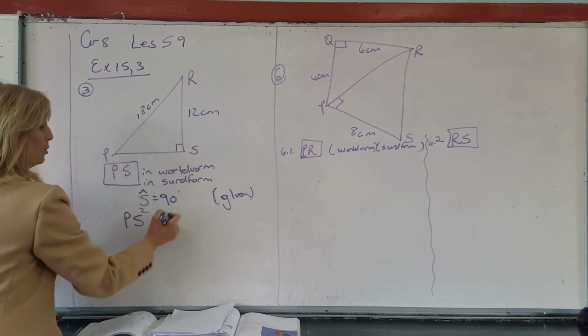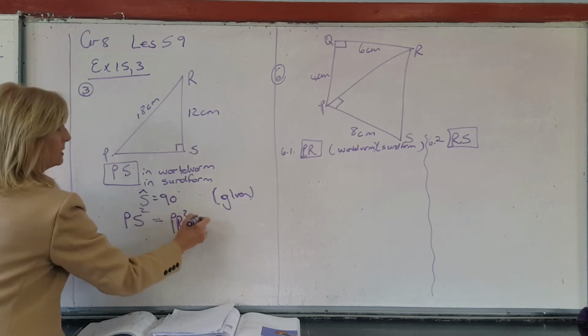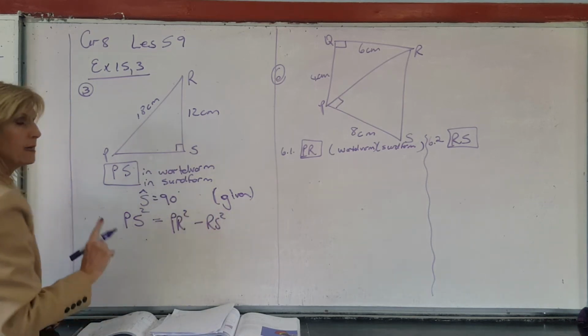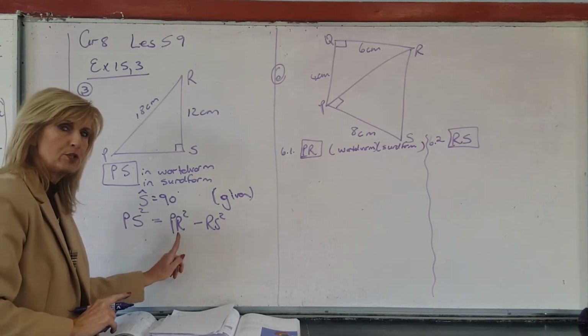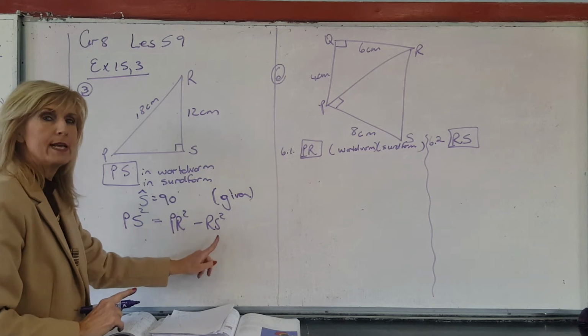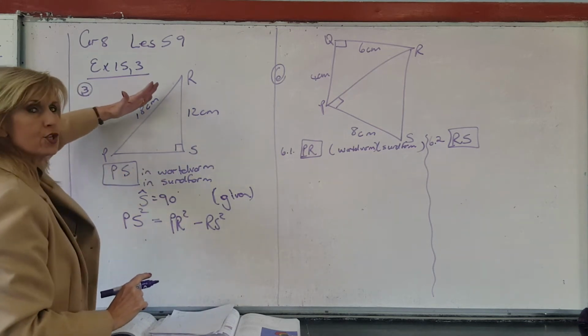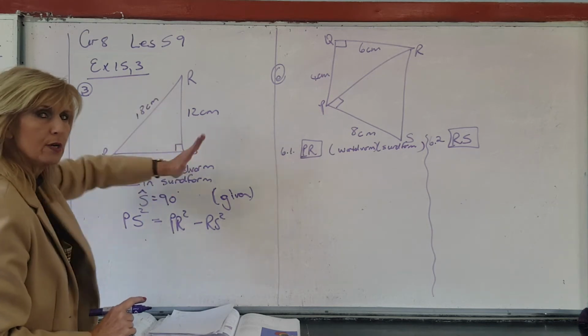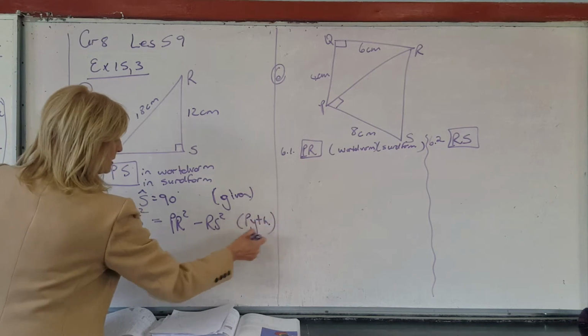So PS square would be the hypotenuse, PR square, minus RS square. Nie andersom nie, you don't have a choice, you can't swap them around. It has to be the hypotenuse first, and then the right angled side. Eers die skuinsy en dan die reghoek sy. Ons noem dit 'n skuinsy en 'n reghoek sye. And the reason is, don't forget Pythagoras.